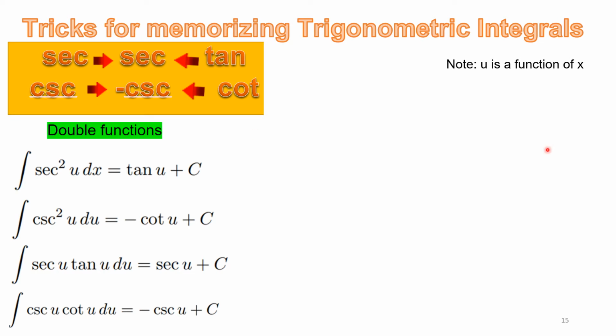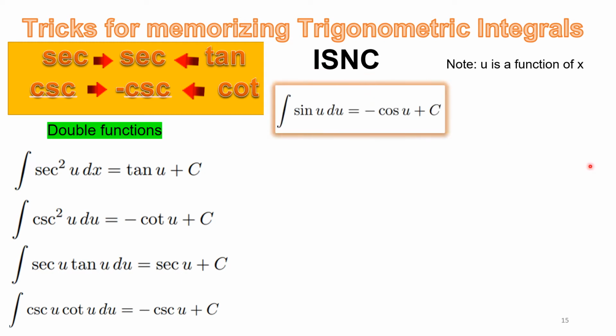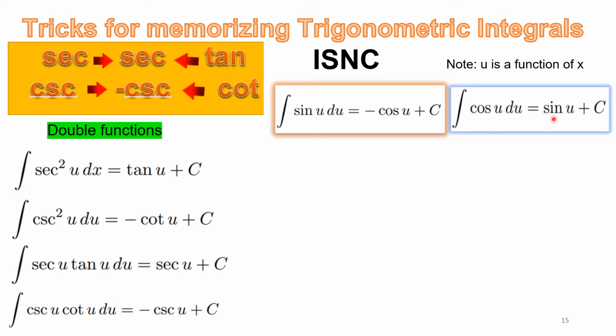Now, if we have DCNS, we also have what we call SNICI. SNICI stands for the integral of sine is negative cosine. So the integral of sine is negative cosine of u plus c. Meaning to say, the integral of cosine will now be positive sine. The integral of cosine is positive sine.